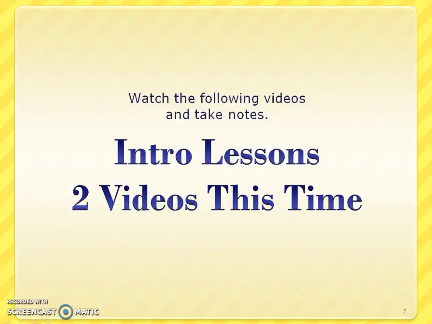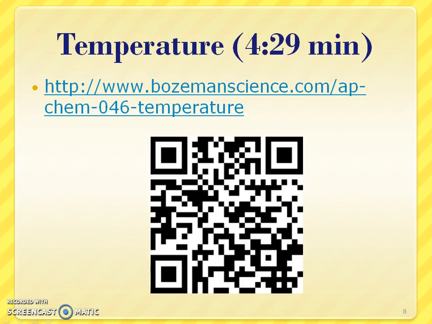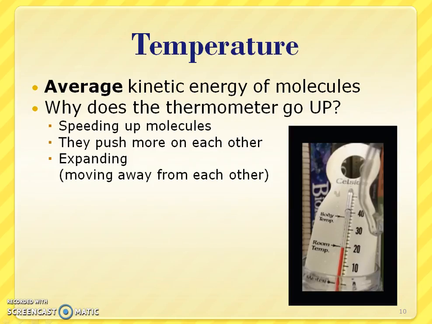So you should have watched 2 introductory lessons before you even started the packet. The first one was on temperature. So these are my notes that I took. He talked about temperature being the average kinetic energy of molecules. So remember, molecules are constantly in motion, especially gas molecules, but all molecules, all atoms are in constant motion. So temperature is just going to be the average. How fast are they moving on an average basis?